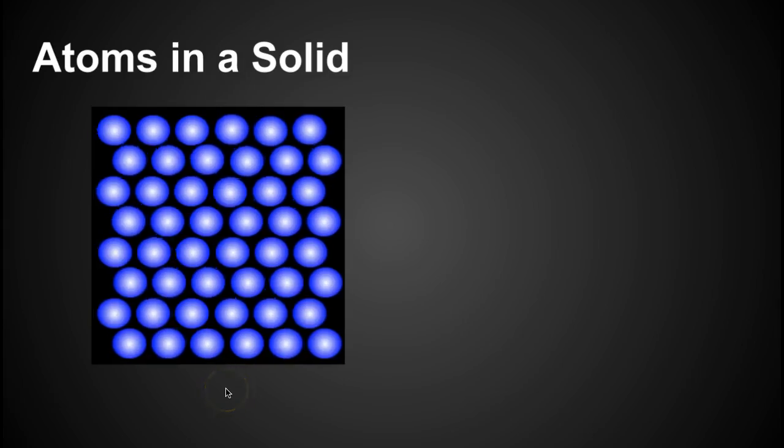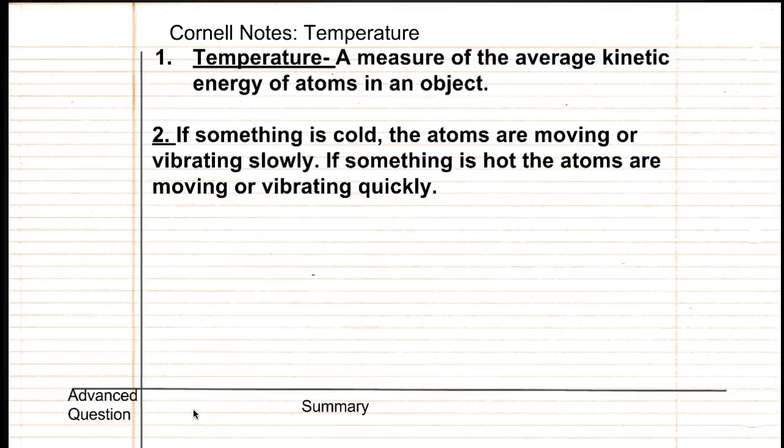Now remember, in a solid, the atoms can't actually move. They can only vibrate in place. They're stuck, and that's what gives a solid its shape. If it's a solid, they only vibrate in place. Okay, go ahead and make up your question for 2. Pause the video if it's going too fast, and then catch up, and then let's move on to 3.